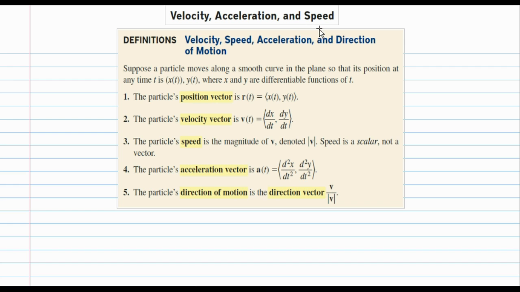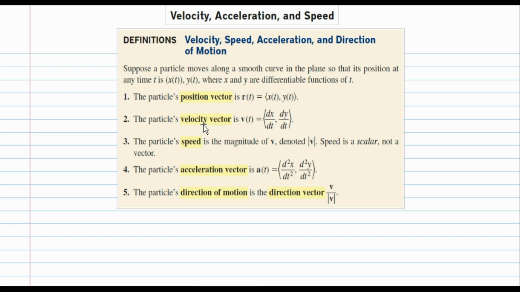Velocity, acceleration, and speed. So, first of all, when it comes to vectors, suppose a particle moves along a smooth curve. So in other words, these vectors are letting our particle move off of the x-axis. How exciting! In the plane so that its position at any time t is x comma y, where x and y are differentiable functions. So the position vector, we're going to call r of t, is x of t comma y of t. So an expression that shows the horizontal position and an expression that shows the vertical position with respect to t.